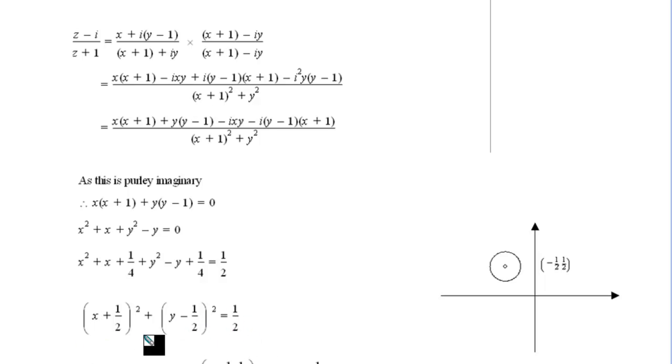So what does that look like? The locus is going to be a circle, because we have x squared and y squared. Our center is going to be minus a half and positive a half, and then the radius of that circle is the square root of a half, which is 1 on root 2. So that's our locus there. Putting it on the Argand diagram, we're at minus a half with a radius of 1 on root 2.